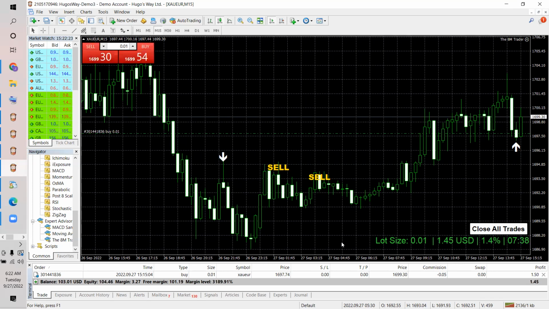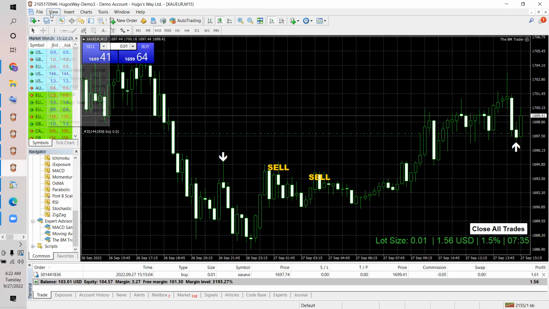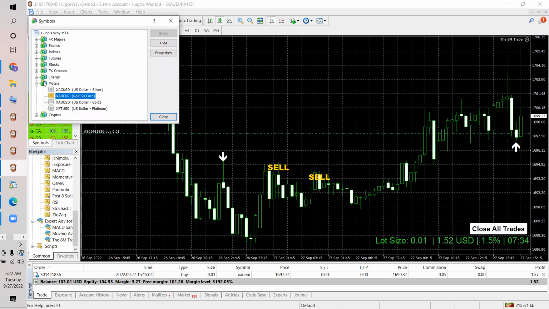I'll left click on view, left click on symbols, and we can already see that there are so many pairs on here. It would behoove me to experiment with all these pairs, because all that will really do is let us start to take advantage of what we've got here in the Forex market.